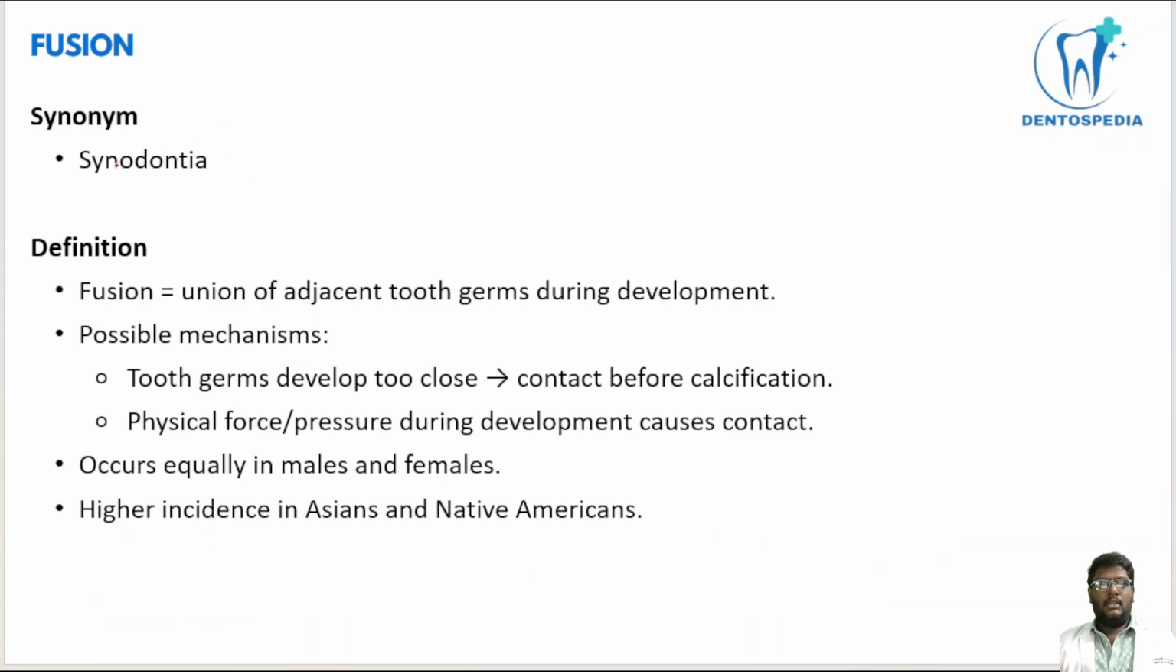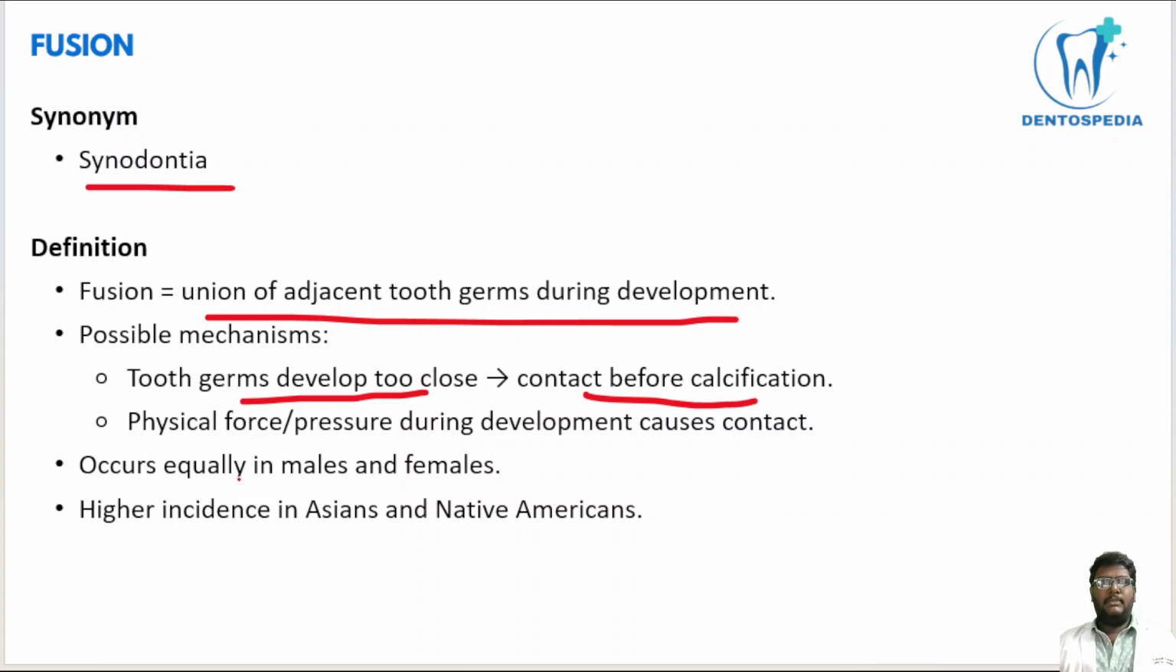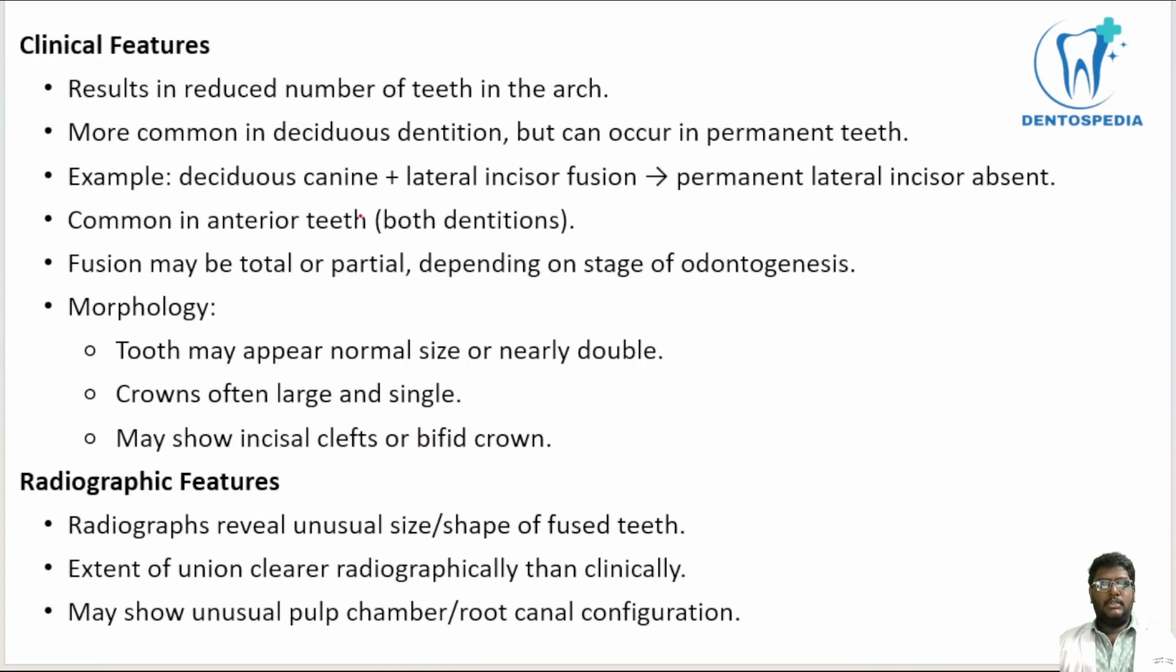What is fusion? It is also called synodontia. So fusion is nothing but union of two adjacent tooth germs during development. And what are the possible mechanisms? Two germs develop too close to each other. Okay, they contact before calcification, or sometimes any physical force or pressure during the development can cause this developmental anomaly. Okay, and coming to the clinical features, you can see a reduced tooth number, right? Clinically, because two tooth buds are fusing together, you get a count of teeth one less than the normal.